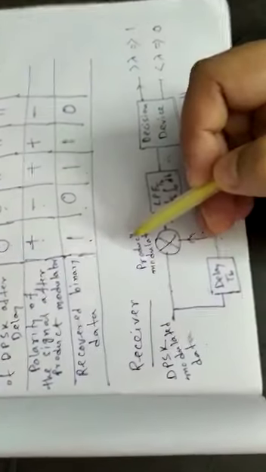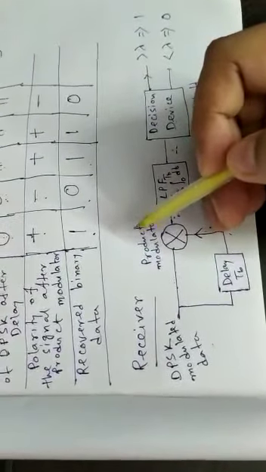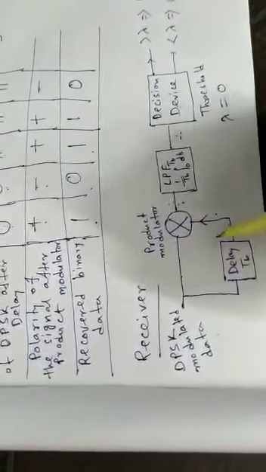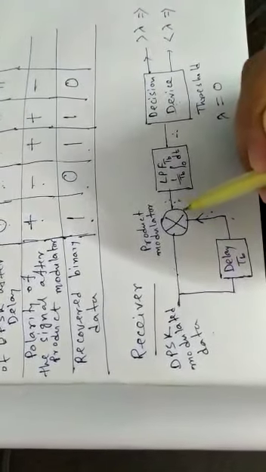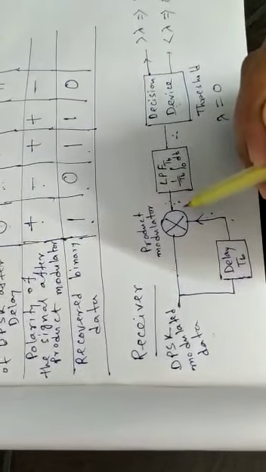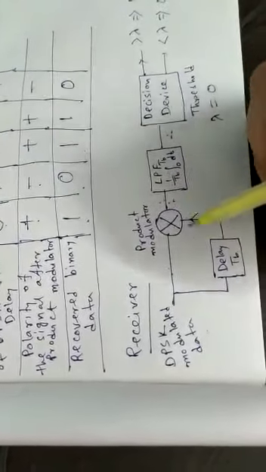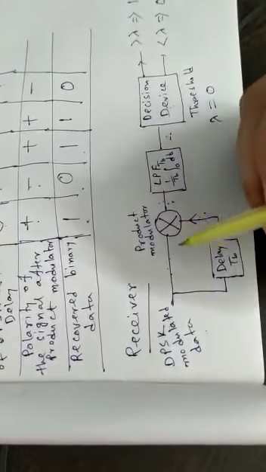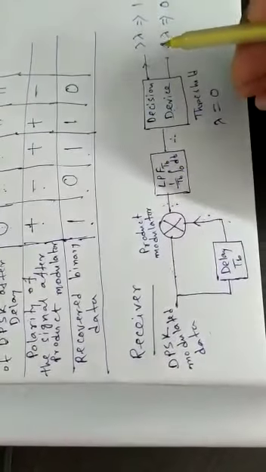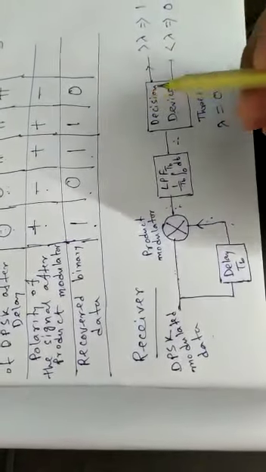Now again there is a disadvantage of differential phase shift keying. The disadvantage is here the previous data is used to detect the next data. So if somehow your previous data is erroneous, then your next data will be erroneous. So this error will propagate. So this is the disadvantage of DPSK.